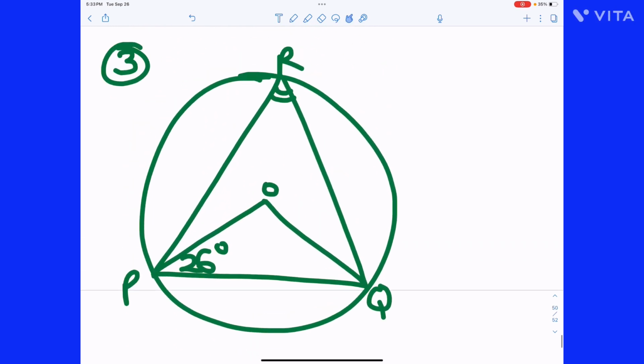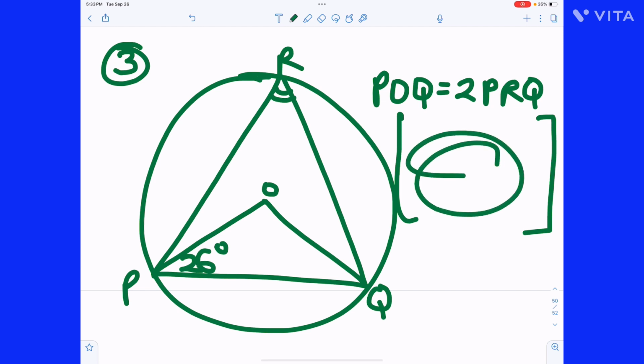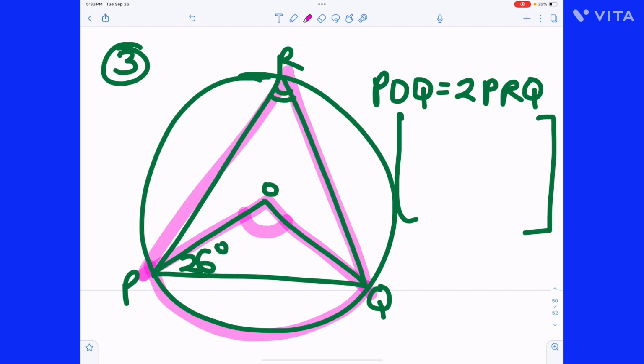Let's find POQ first. We know that POQ is equal to 2 times PRQ. The reason is angle at center is twice angle at any point on the circumference. That's the reason you should put here. This angle at POQ is formed on this arc, so POQ will be equal to 2 times PRQ. We need to first find this angle here before we can get PRQ, and that's easy to find.